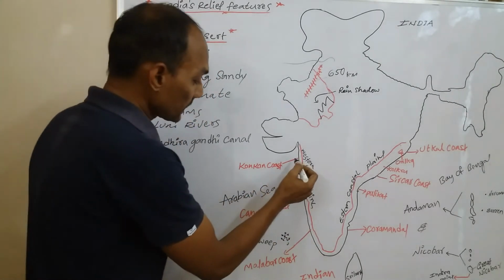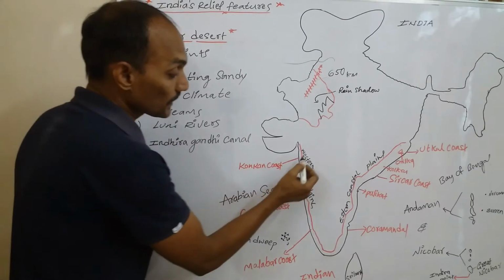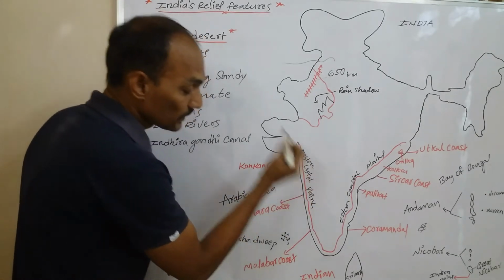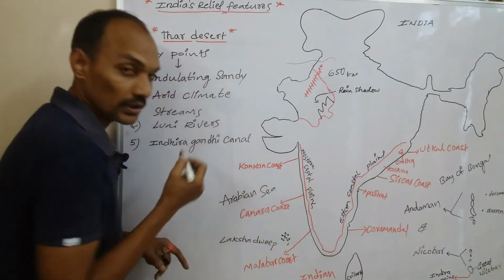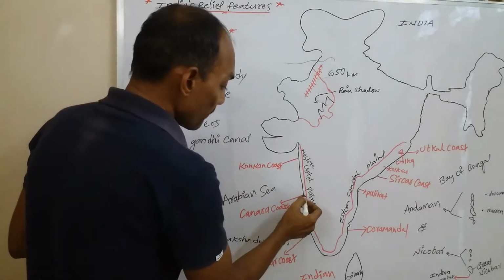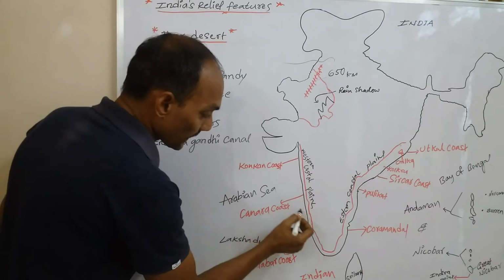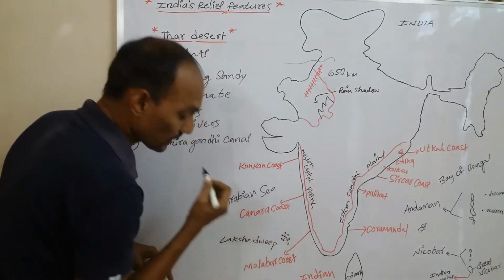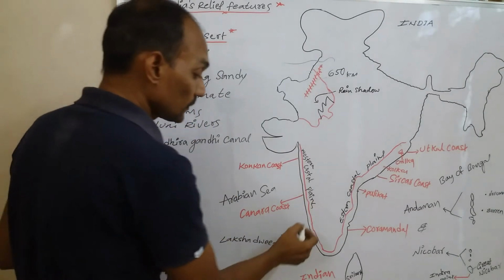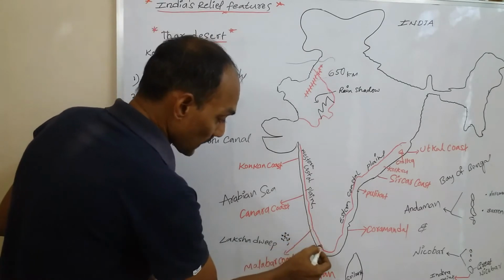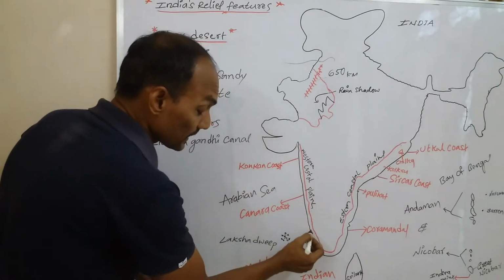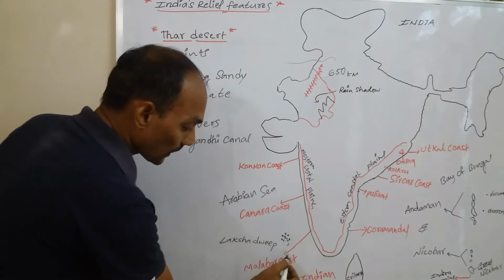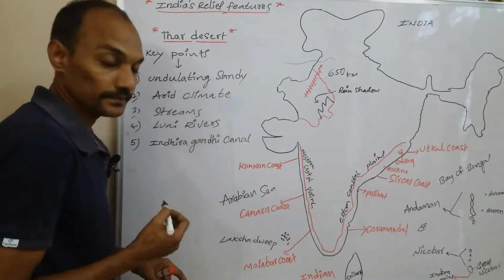The north part is called the Konkan coast. It includes Maharashtra and Goa. The middle part, that means the Karnataka plains, is called the Canara coast. The south part is Kerala, and these Kerala plains are called the Malabar coast.